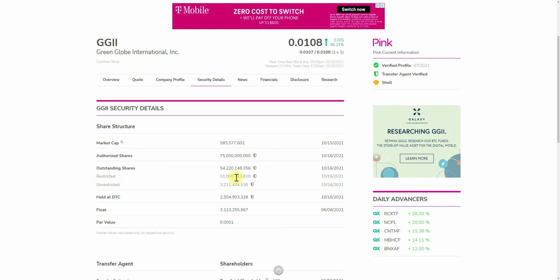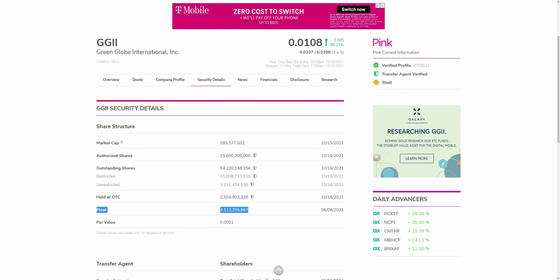Restricted is for the company, its incentives, other things. It doesn't adversely affect the retail side. The retail side is unrestricted. This is what gets traded in the market. So this is what we trade, also known as the float.